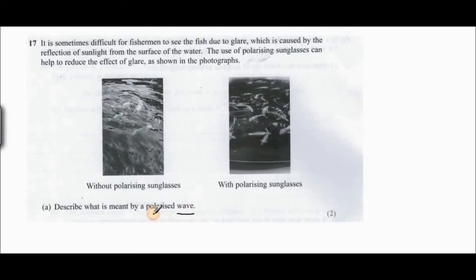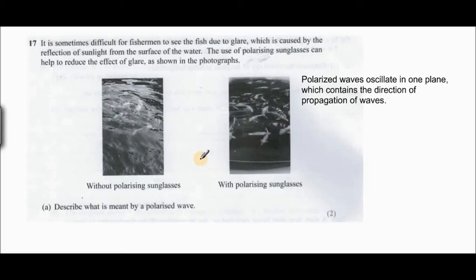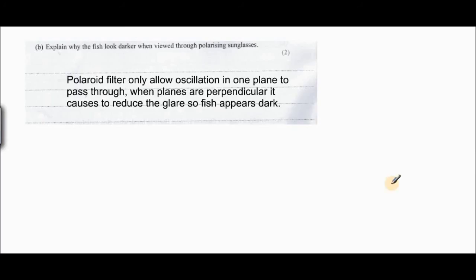It's a typical definition of polarization: a wave that oscillates in many planes is unpolarized, and oscillating in one plane is a polarized wave. So that's how we can explain. Polarized waves oscillate in one plane, which contains the direction of propagation of the wave. Explain why the fish look darker when viewed through the polarizing filter. The waves that are not parallel to the polarizing plane are stopped, which helps to reduce the glare of the reflected waves. Then we can easily see.